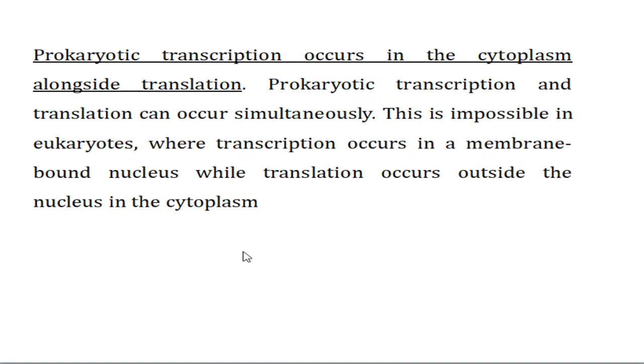Next, only in prokaryotic transcription. If you take transcription and they ask the question which particular organism has both transcription and translation occurring simultaneously, the correct answer is prokaryote. In prokaryotes, both translation and transcription occur simultaneously, but this is not possible in eukaryotes.